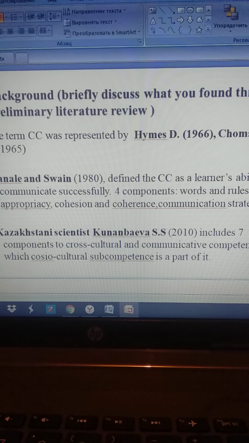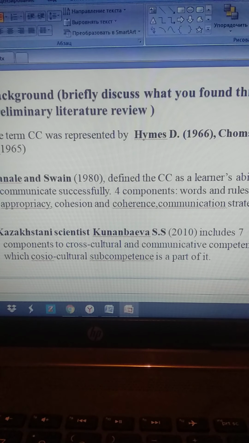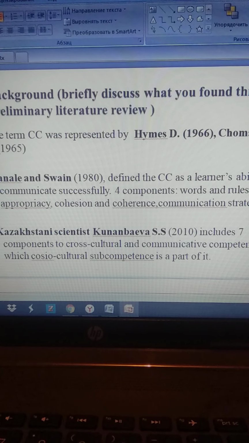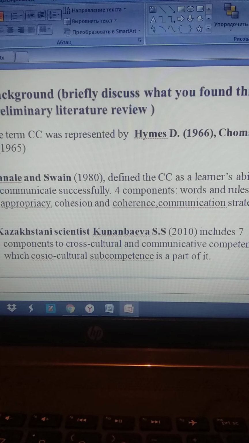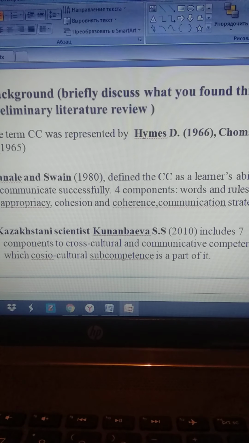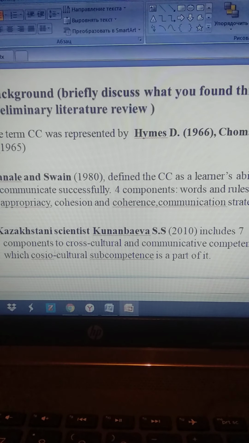Among Kazakhstani scientists, Kunanbayeva Salima Sagievna represented the cross-cultural and communicative competence, where 7 components were included, and the socio-cultural competence is a sub-competence, one of these 7 parts.